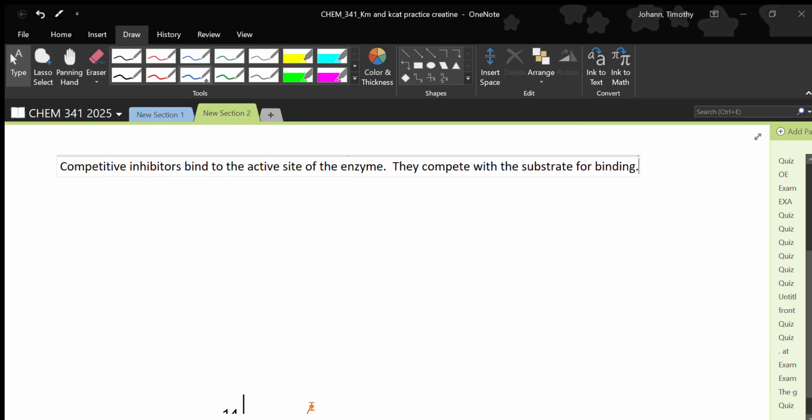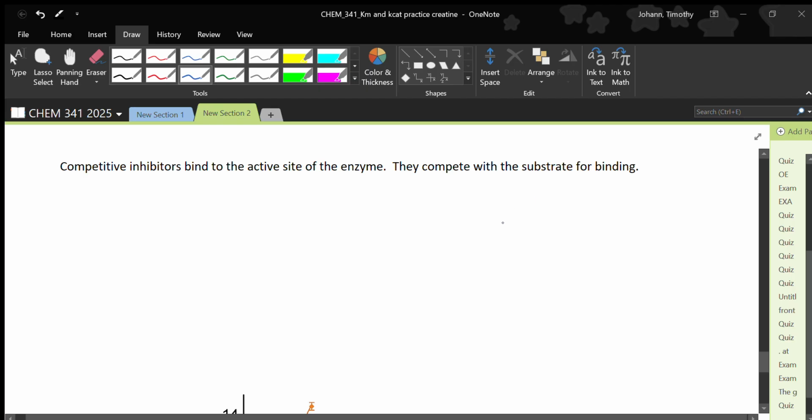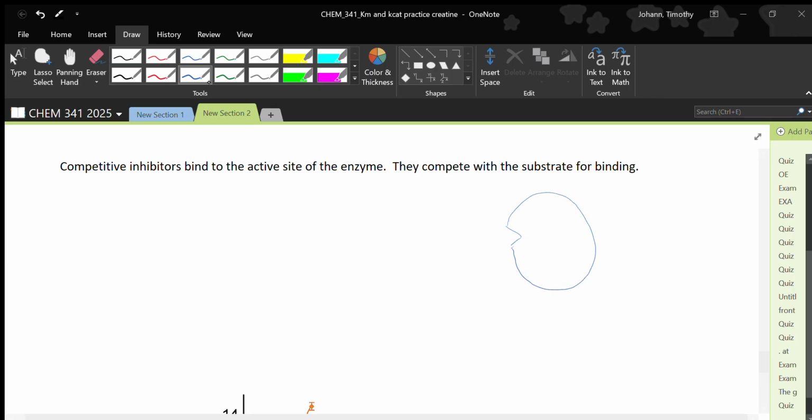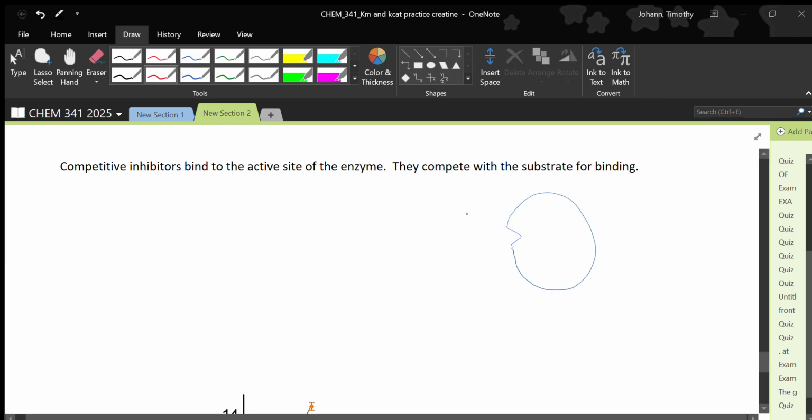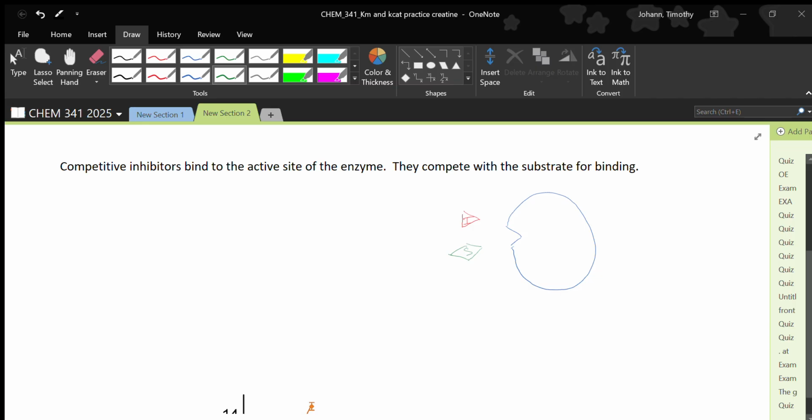So if we go back to our Pac-Man model for enzymes, I've got my enzyme here. It has an active site. And there would be an inhibitor that would maybe have this shape, I for inhibitor there. And then we'd have our substrate that would have this shape. And both could bind based on their shapes to the active site. But if the inhibitor is in the active site, the substrate can't bind.